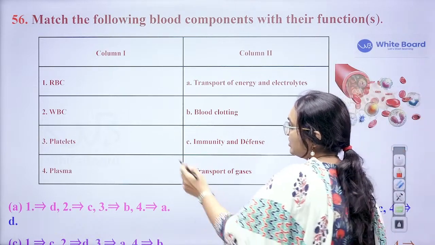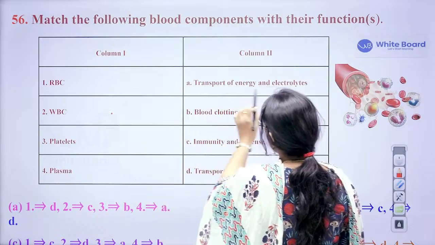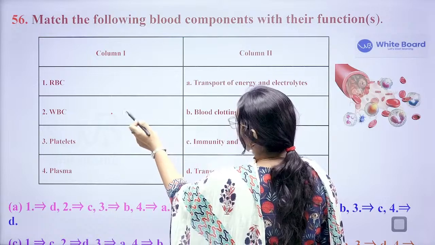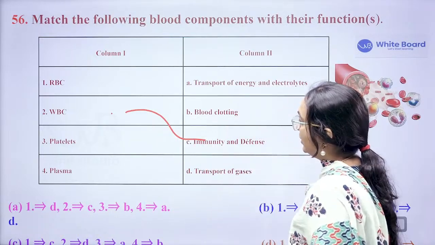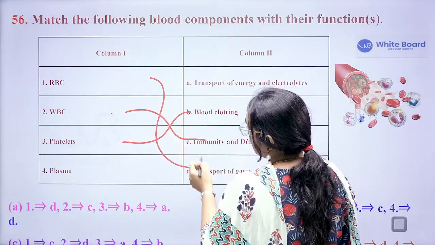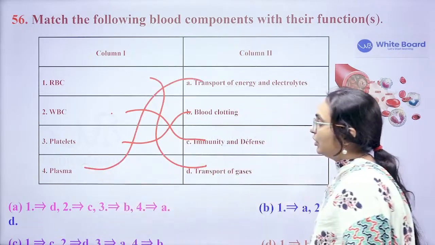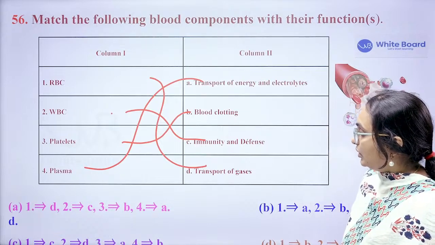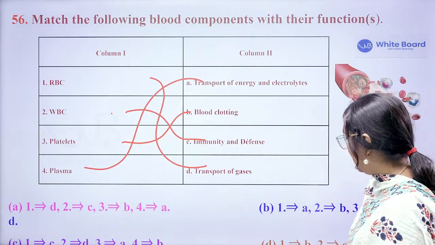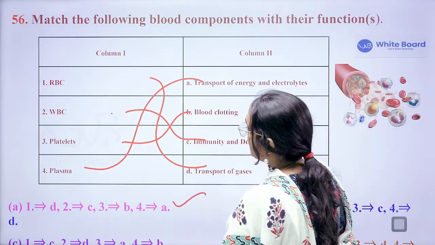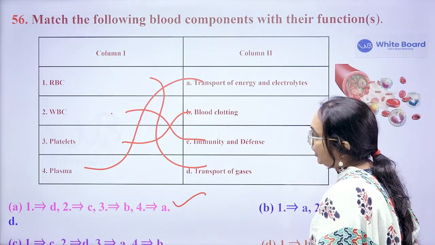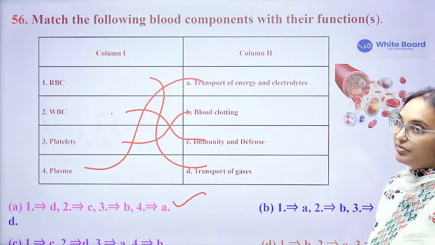RBC is first, WBC, transport of energy and electrolytes, immunity and defense. WBC is for immunity and defense. Platelets are for blood clotting. RBC is for transport of gases. Plasma is for transport of energy and electrolytes. So, RBC is for transport of gases, 1 is D. 2 is C, immunity and defense. Platelets are for blood clotting, 3 is B, and 4 is A. Option is A, 56.